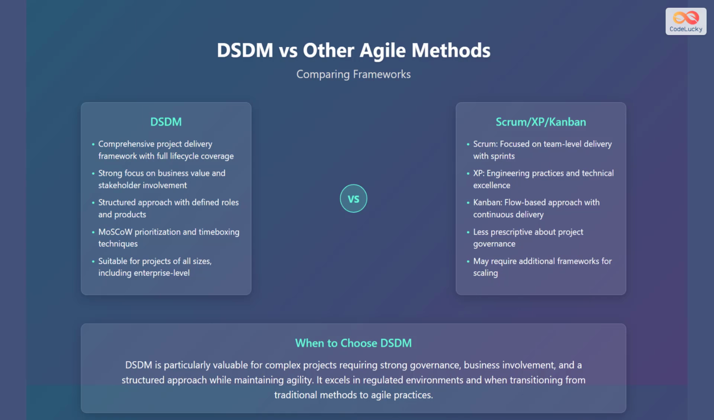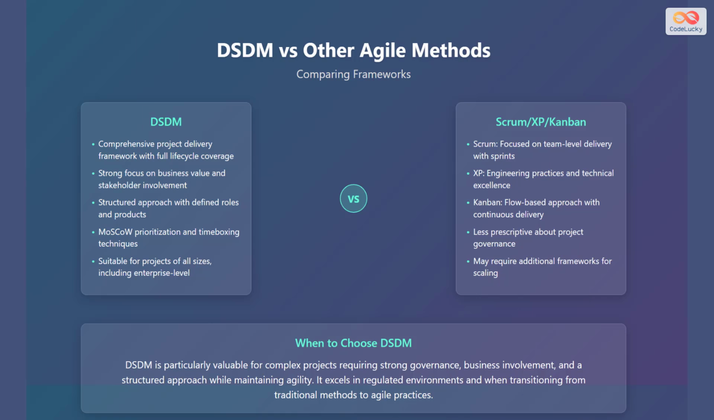Let's compare different frameworks. DSDM is a comprehensive project delivery framework with full life cycle coverage. It has a strong focus on business value and stakeholder involvement. It is a structured approach with defined roles and products, using Moscow prioritization and timeboxing techniques. It is suitable for projects of all sizes, including enterprise-level projects.